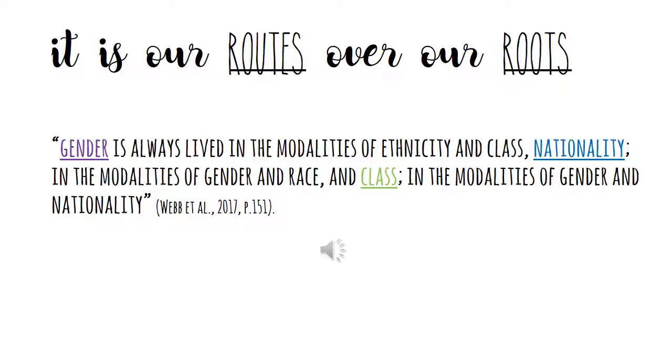The study of identity then becomes a reflexive and complex process. A person's identity alongside their social position are seen as processes of becoming rather than being. It's not who we are or where we came from as what we might become or how we represent. Perhaps it is our roots over our roots. Gender is always lived in the modalities of ethnicity and class, nationality in the modalities of gender and race, and class in the modalities of gender and nationality.